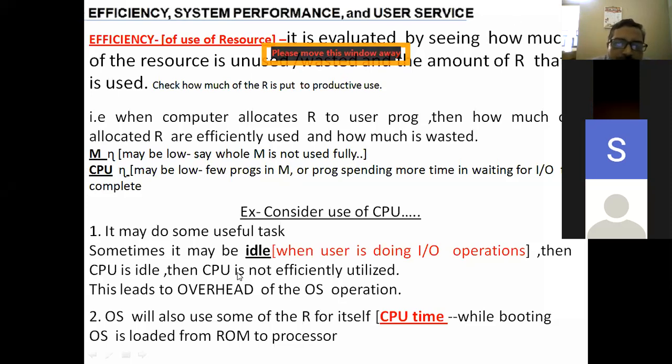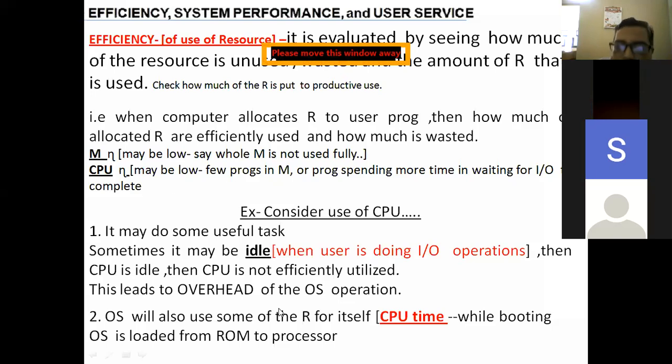Now we can take this example as well. Consider the use of the CPU. The CPU may be doing some useful task. Sometimes the CPU is idle, which means the user program or process is doing some IO operation. While any process or program is doing the IO operation, the CPU is not computing anything, meaning the CPU is kept idle.